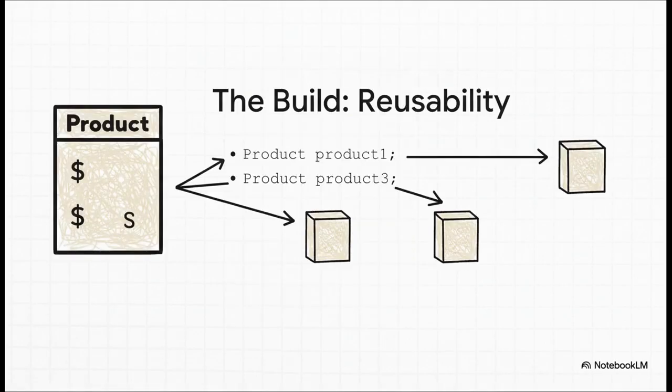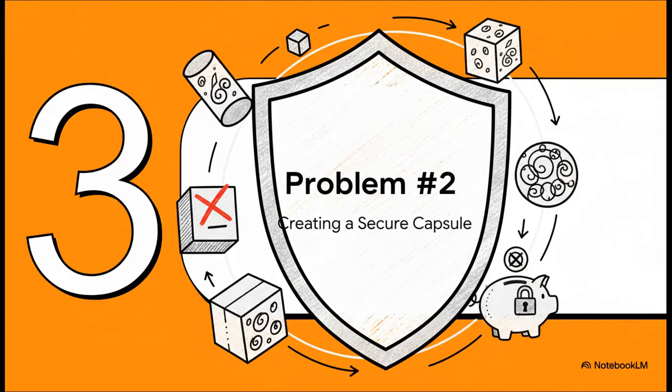And this is where the magic happens. Once that blueprint exists, we can stamp out as many individual, unique products as we need. Product 1, Product 2, Product 3. You could make millions of them. Each one is its own separate thing, but they were all created instantly from that single piece of code. No more copying and pasting. That is incredibly powerful.